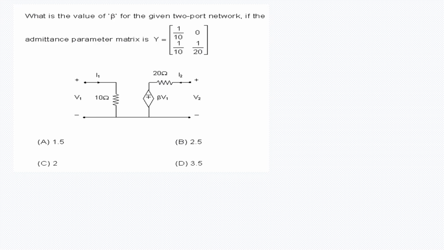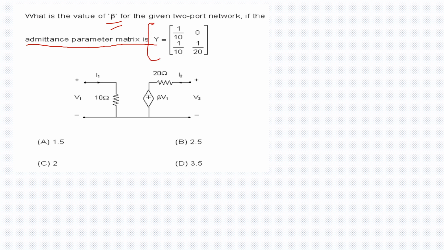in this question we are given an admittance parameter matrix Y and we are asked to find the value of beta. So how to proceed for this question? Here is what I can derive from this Y matrix.